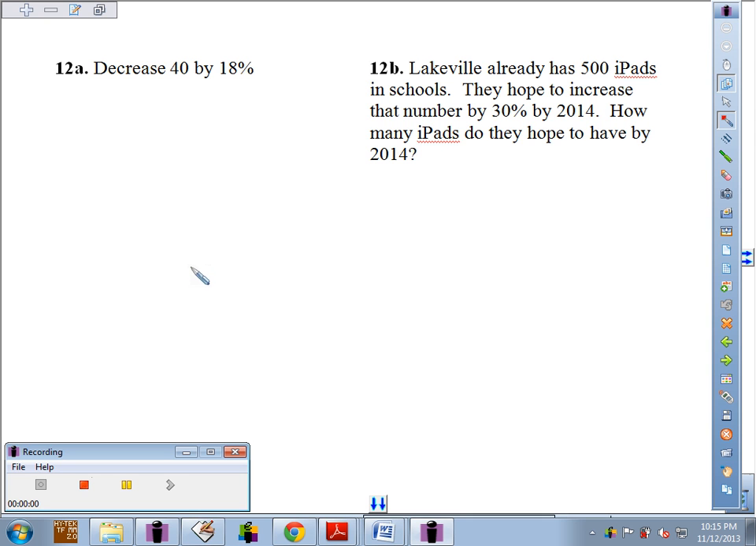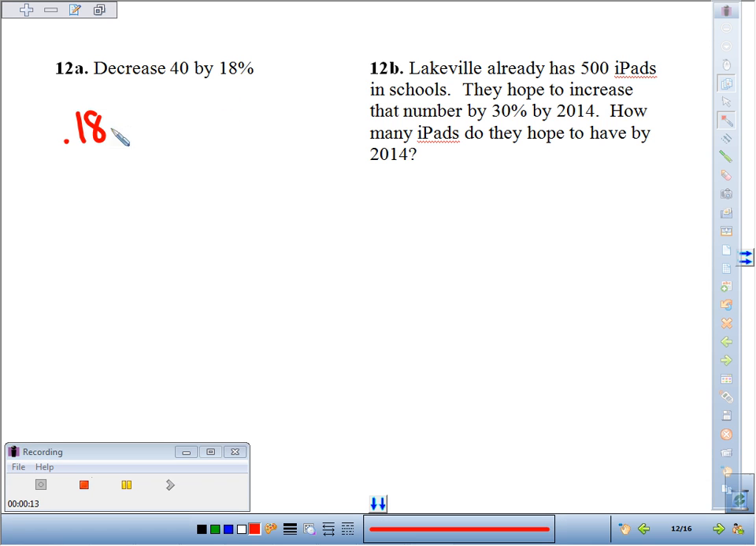37E-2 asks us to increase or decrease a number by a certain percentage. So in 12A, we're supposed to decrease 40 by 18%. Two ways we can look at it. First, you could figure out what 18% of 40 is. And when you do that, 18% of 40 is 7.2. But we're supposed to decrease 40 by that much. So if we take 40 minus the 7.2, we end up getting 32.8.